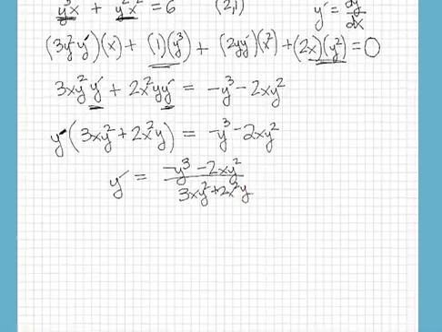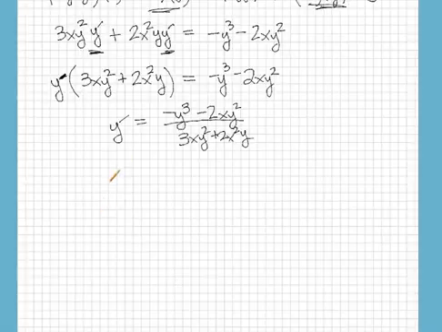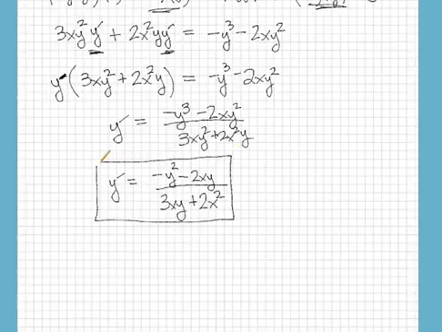And then you can actually do one more thing. You can take out a y from every term here, and they'll cancel out. So I'm going to go ahead and do that. This will be negative y squared minus 2xy, and then taking out a y from the denominator, you get 3xy plus 2x squared. Alrighty, so there is our answer.